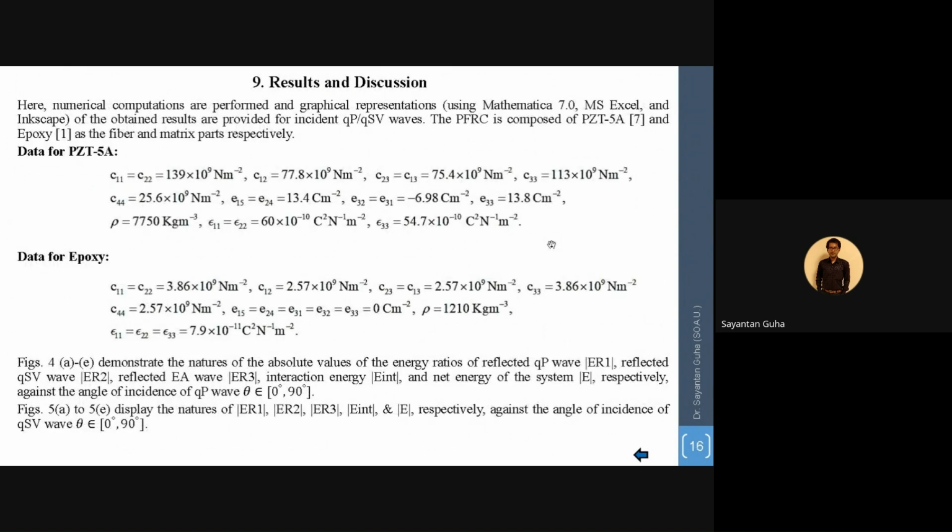So these are the data that I've used. These are the data for PZT5A. These are the data for epoxy. For example, you can see C11 of PZT5A is 139 into 10 power 9, but C11 of epoxy is 3.86 into 10 power 9. The magnitude of C11 of epoxy is much lesser than the magnitude of PZT5A C11. That is why we chose epoxy as the matrix material.